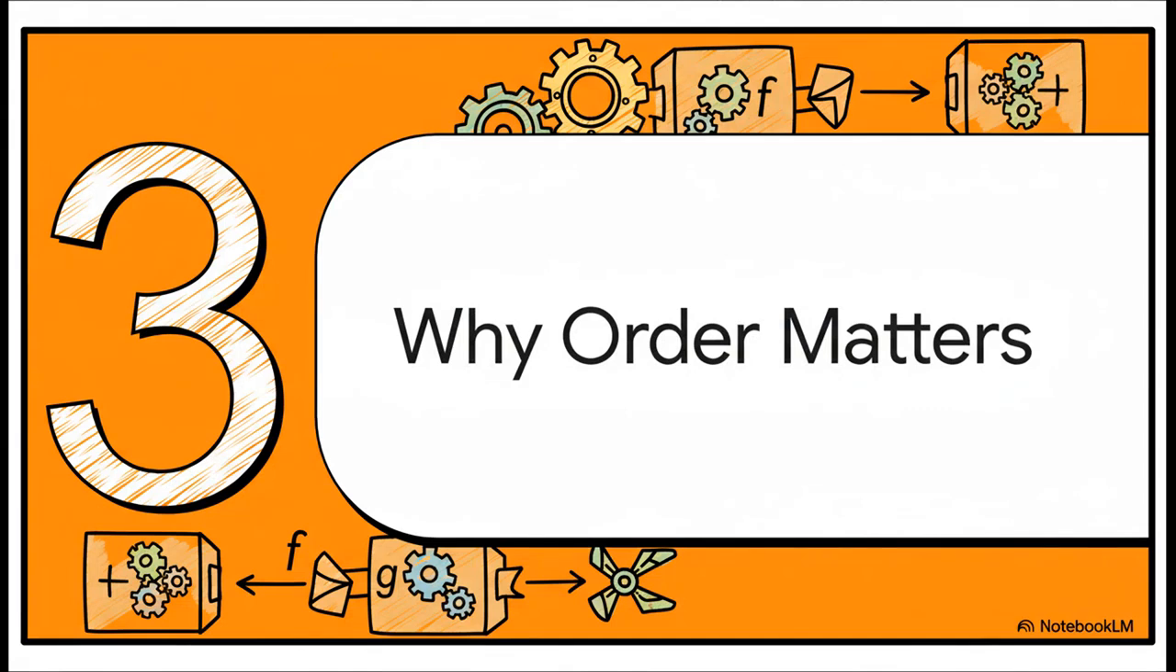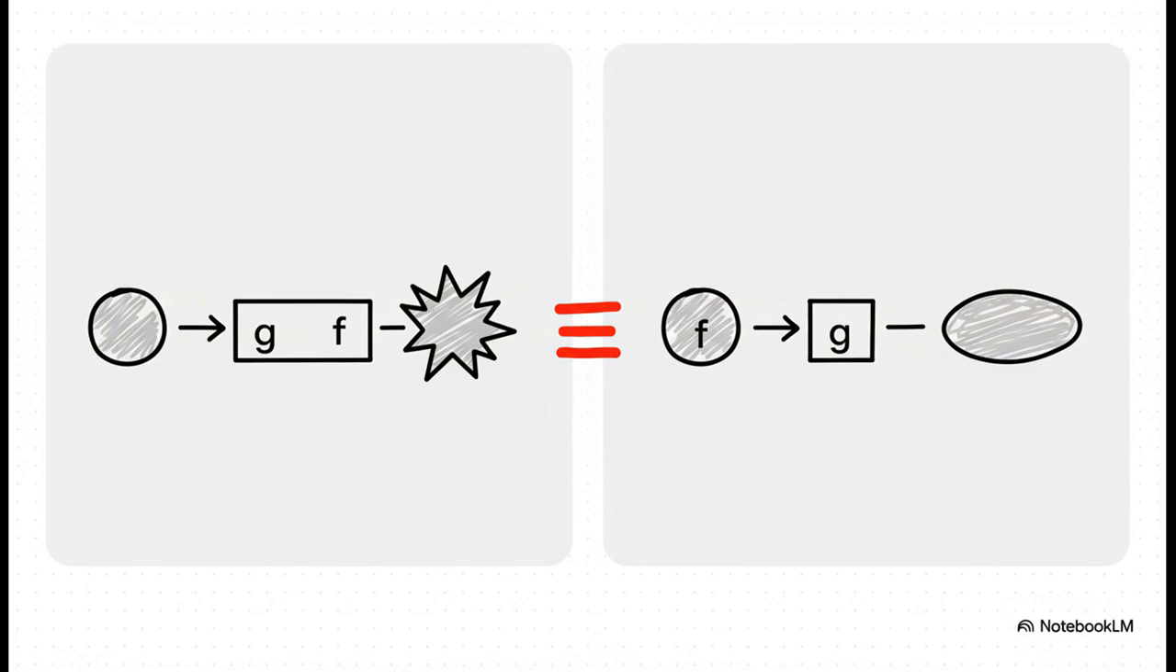Now, this probably brings up a pretty important question. On an assembly line, the order of the machines is everything, right? You can't put the doors on a car before you've built the frame. So, does order matter here? If we swap them, do we get the same thing? Well, the answer is a big, emphatic no. The order is absolutely crucial.